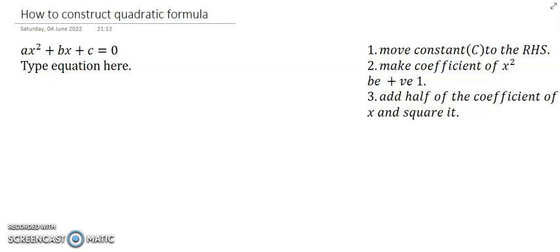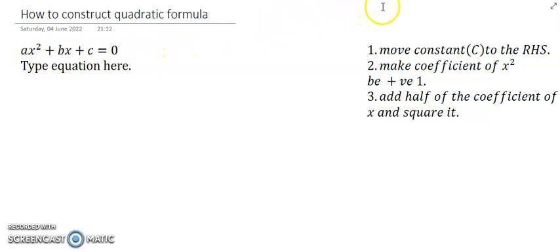Anyways guys, let's construct the quadratic formula. From the given equation ax squared plus bx plus c equal to 0, we're gonna do that by completing the square. Okay guys, here as you can see we have x squared, and this tells us that this equation is nothing but the quadratic equation.